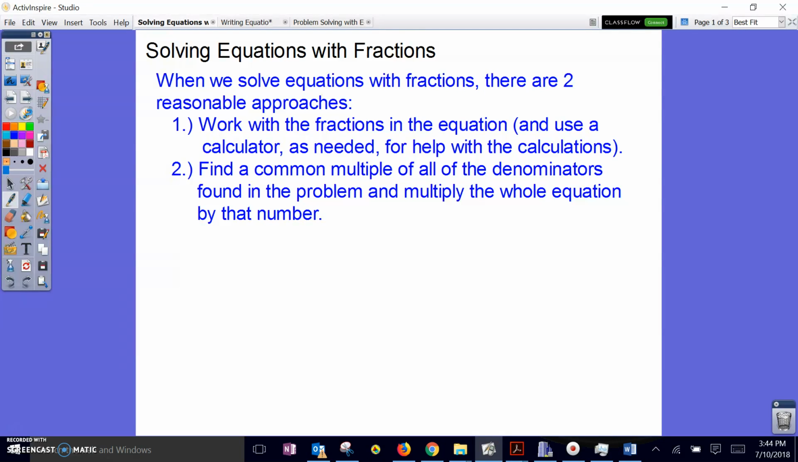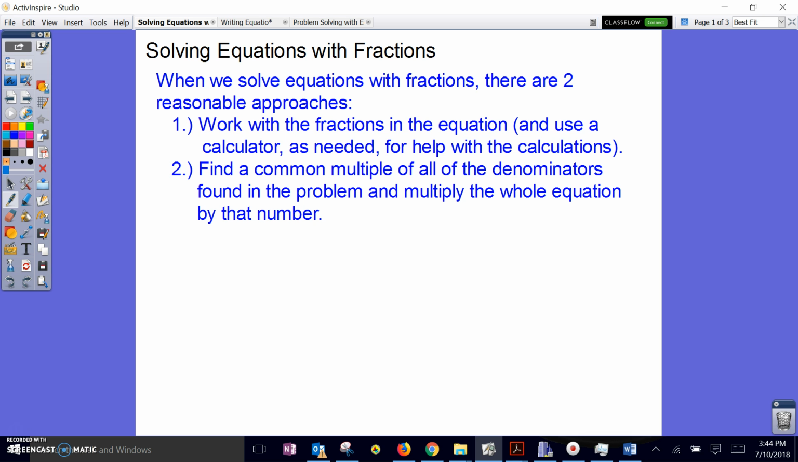Okay, in this video we're going to look at how we solve some linear equations when they contain fractions. Most people really don't like working with fractions, so we're going to look at an approach that allows us not to do that, or another approach that allows us to use our technology to kind of help us. And those are two reasonable approaches.